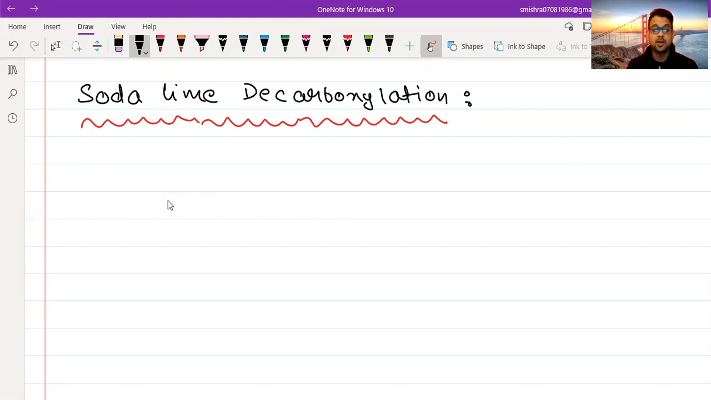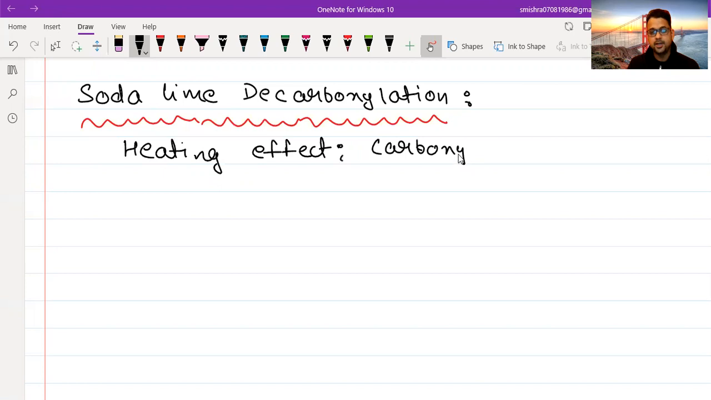So in this video we will study soda lime decarboxylation. Okay? Soda lime decarboxylation is a type of heating effect. And what is the purpose of this reaction? It is used to prepare alkane from carboxylic acid. So we take a carboxylic acid, and to prepare alkane from carboxylic acid we use this particular reaction of soda lime decarboxylation. So let's see what happens over here.